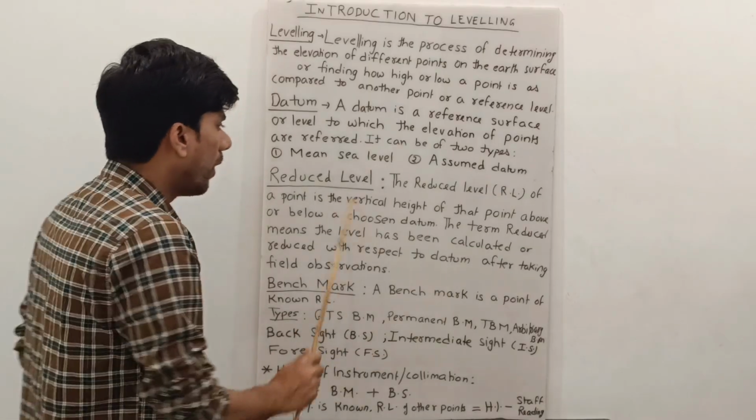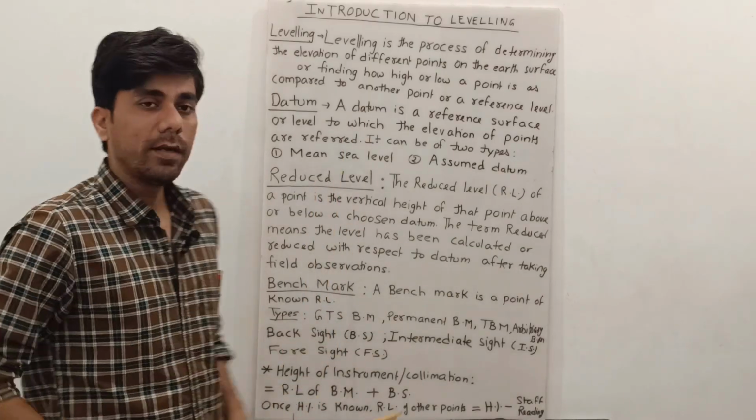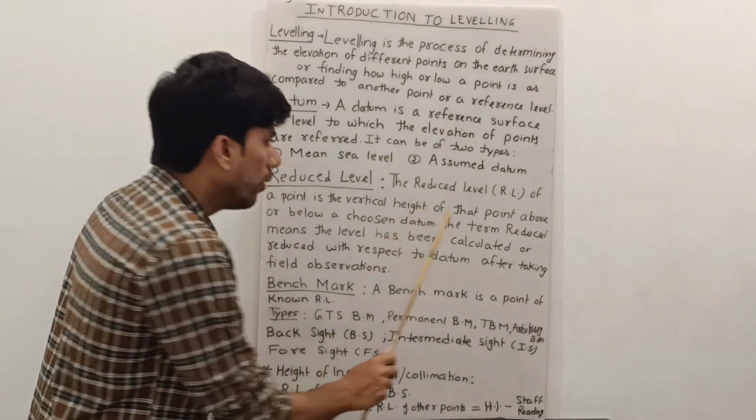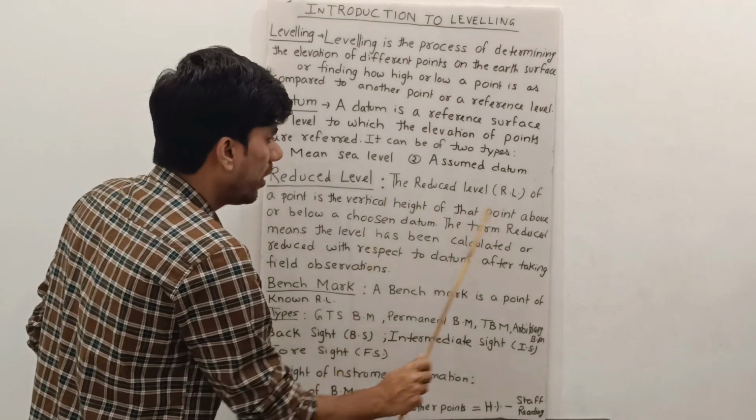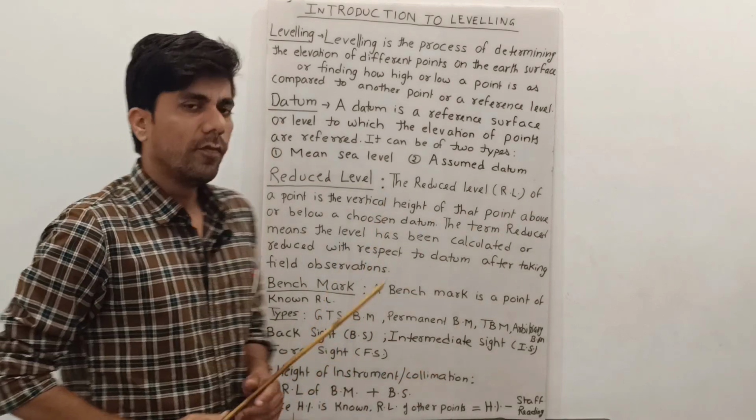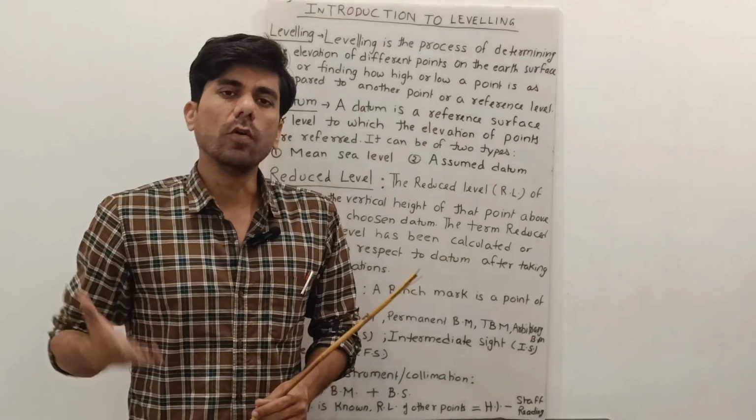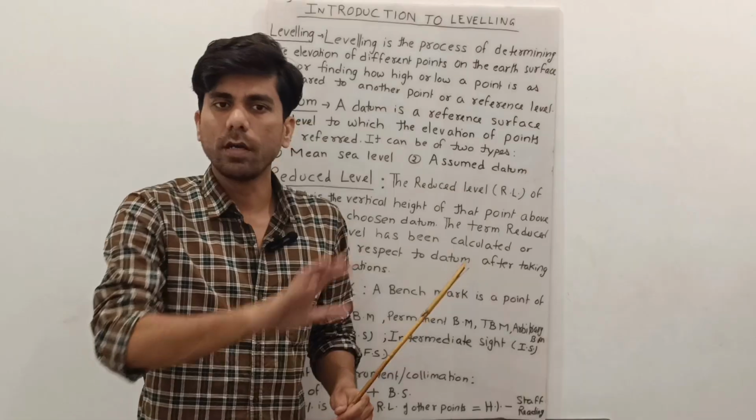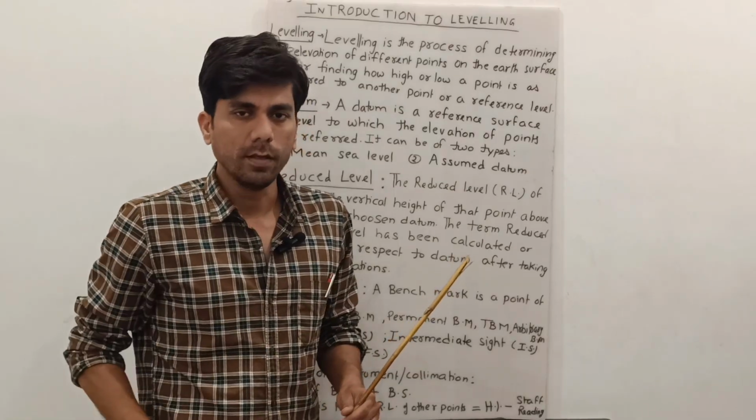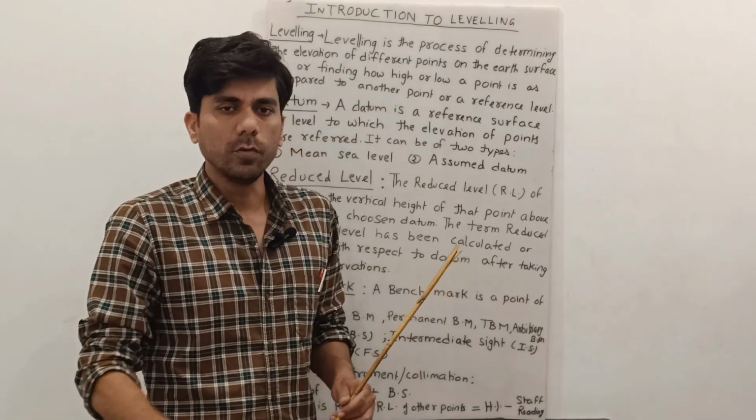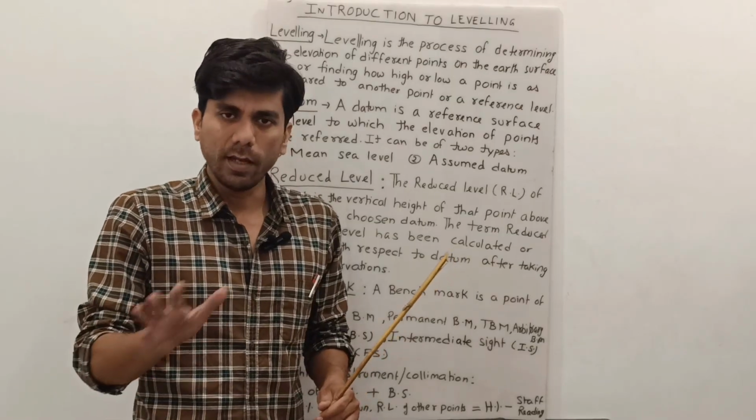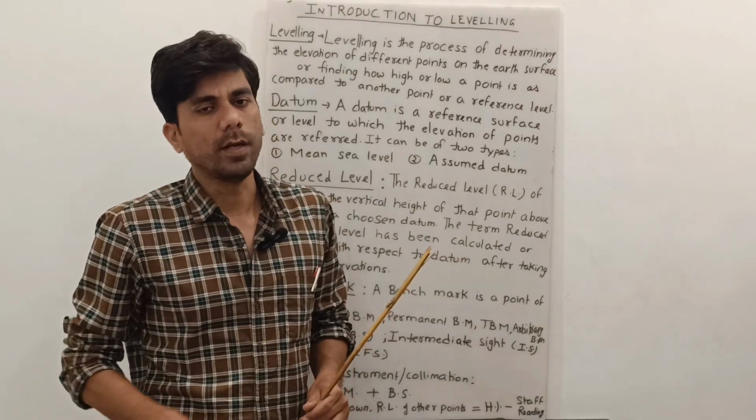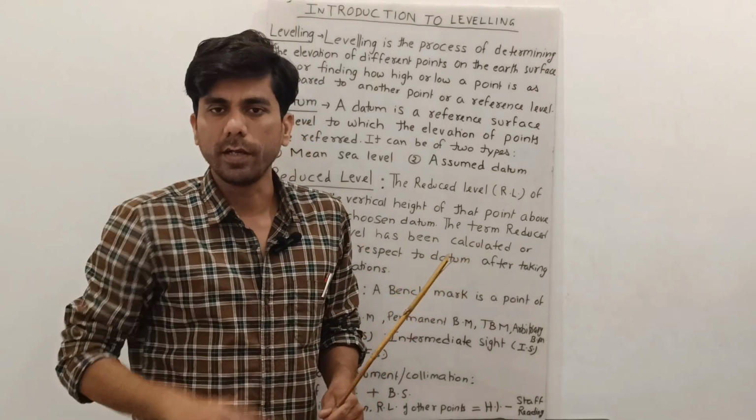That brings us to another important term, which is reduced level. Why is it called reduced level? The elevation of a point is called reduced level. The reduced level of a point is the vertical height of that point above or below a chosen datum. So we have a chosen datum whose height is already known to us. For example, I consider that this ground is a chosen datum, and since this ground is a chosen datum, its height must be known to me, right? So when the height of this ground is known to me, I can calculate, with the help of a leveling instrument and the readings that I have taken through it, the height of different points in the near vicinity of this area.